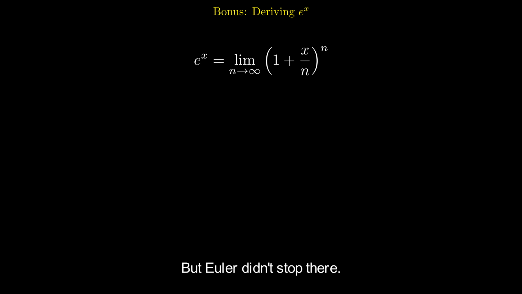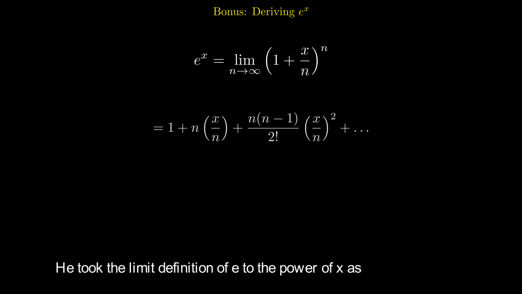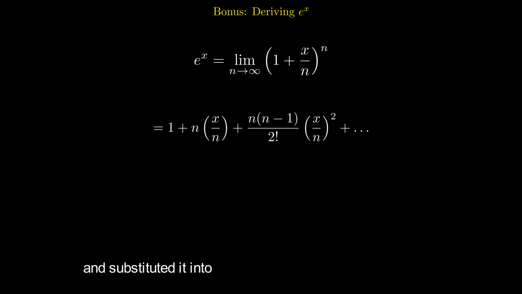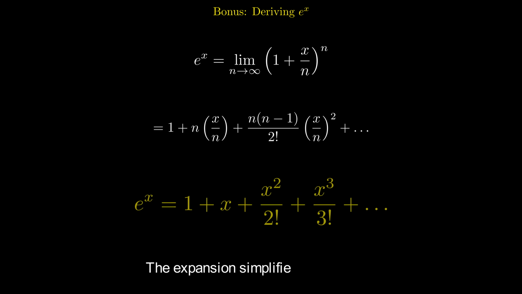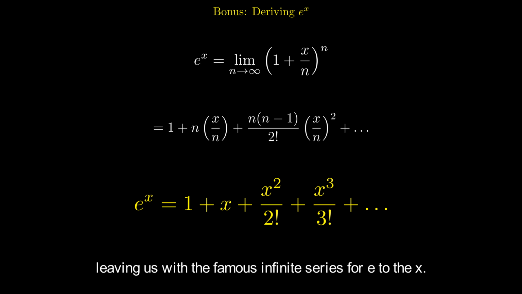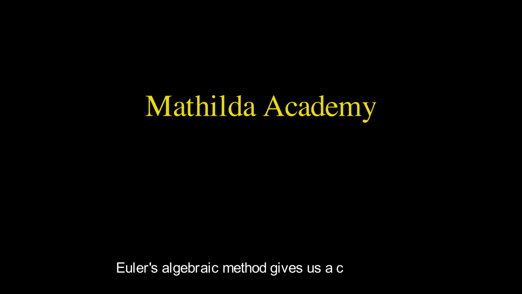But Euler didn't stop there. He took the limit definition of e to the power of x as n goes to infinity and substituted it into his newly proven binomial theorem. As n approaches infinity, the fractional terms, like n minus 1 over n, simply converge to 1. The expansion simplifies significantly, leaving us with the famous infinite series for e to the x. Euler's algebraic method gives us a clear proof.